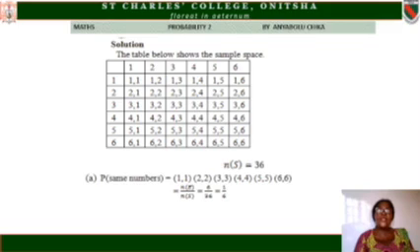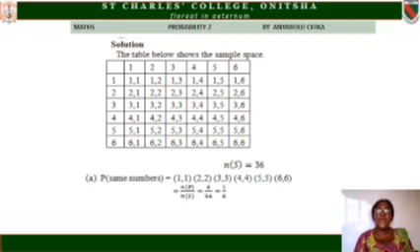Then when you toss them, the sample space has 1 1, 1 2, 1 3, 1 4, 1 5, 1 6, 2 1, 2 2, 2 3, 2 4, 2 5, 2 6, 3 1, 3 2, 3 3, 3 4, 3 5, 3 6, 4 1, 4 2, 4 3, 4 4, 4 5, 4 6, 5 1, 5 2, 5 3, 5 4, 5 5, 5 6, 6 1, 6 2, 6 3, 6 4, 6 5, and 6 6. The total number in the sample space is 36.